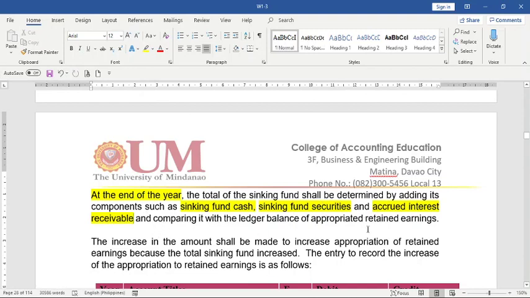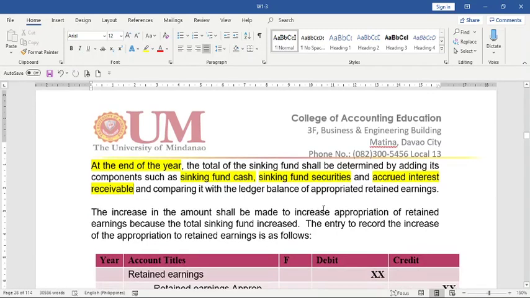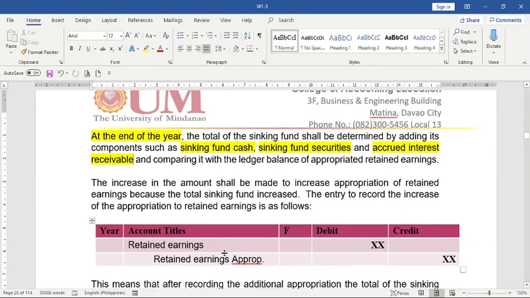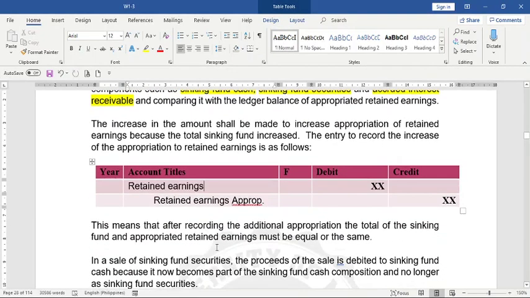Compare it with your appropriated retained earnings. Kasi dapat equal, no? Yung gi-appropriate na retained earnings for your sinking fund is equal to the sinking fund cash, sinking fund securities, plus accrued interest receivable. So if there is an increase, of course, i-appropriate mo naman: retained earnings appropriated for sinking fund and debit retained earnings.